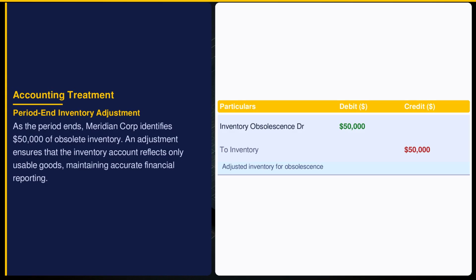By adjusting for inventory obsolescence, Meridian Corporation adheres to ASC 330's requirement to report inventory at the lower of cost or market. This $50,000 adjustment protects the integrity of financial statements, reflecting a true and fair view of current assets.